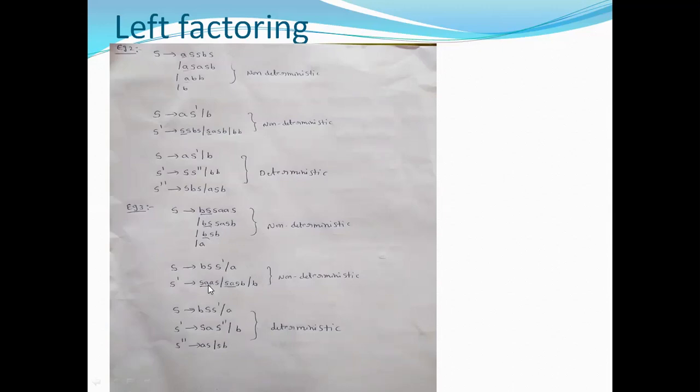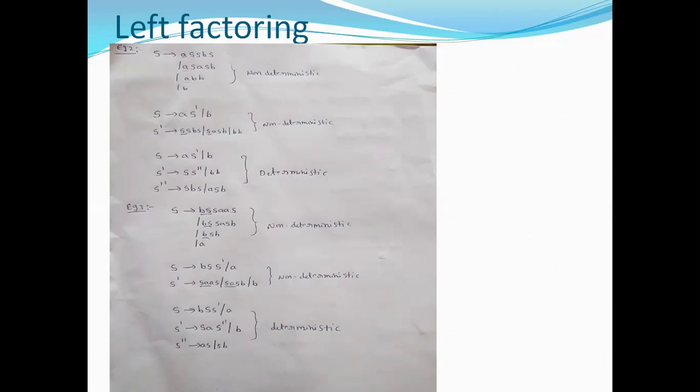Okay, so that is the common one. So here are the common prefixes. What is S A? Again, S A is a common prefix. So S' produces S A S'', and S'' is A S, S B. So it is deterministic. By applying the left factoring concept, we eliminate the non-determinism present in a grammar. So we can convert a non-deterministic grammar into a deterministic grammar by using the left factoring concept.